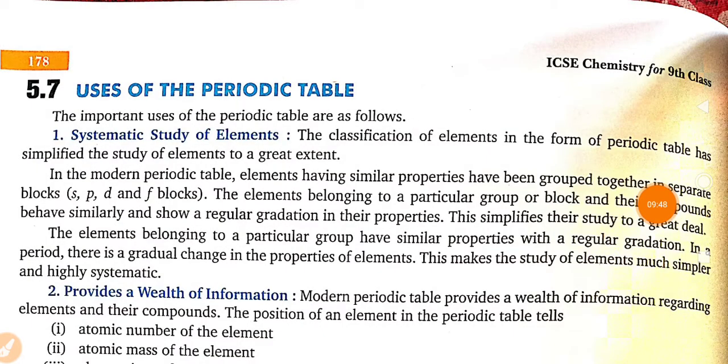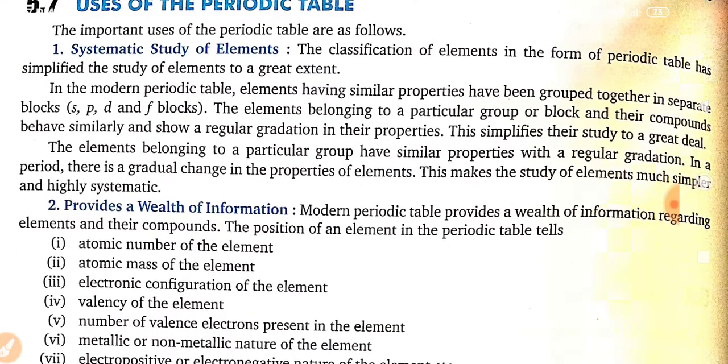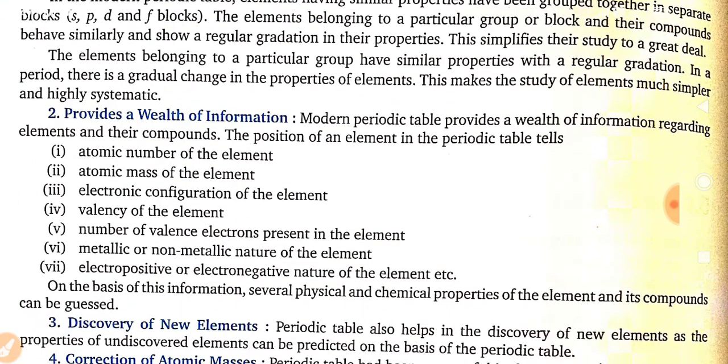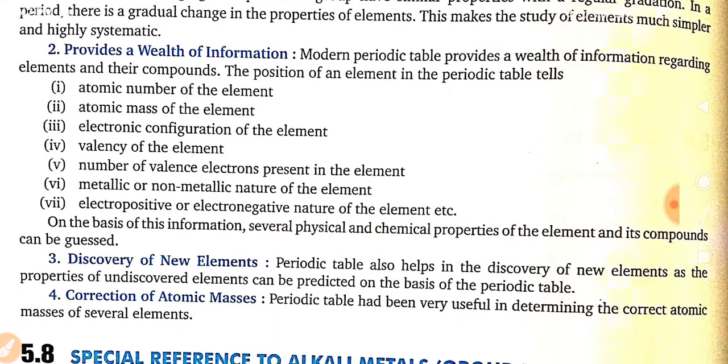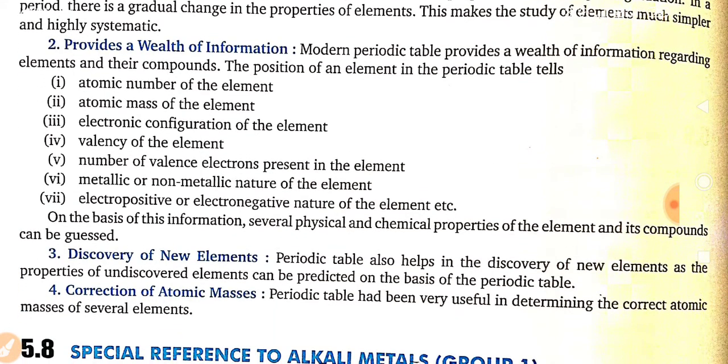So now you can easily know the uses of this periodic table. First, systematic study of the elements. We can systemize the study of elements using this periodic table, and it provides a wealth of information about the atomic number of the element, atomic mass, electronic configuration, valency, etc. Whatever we have talked about till now, we can provide all information about any element.